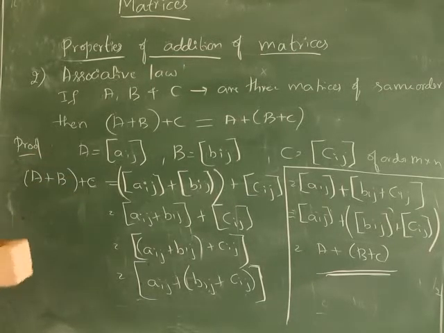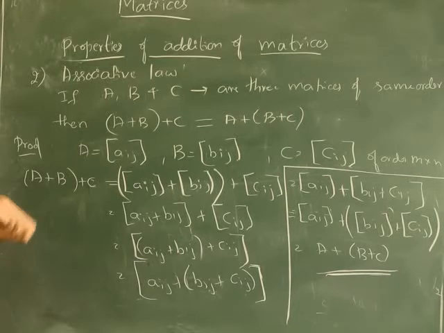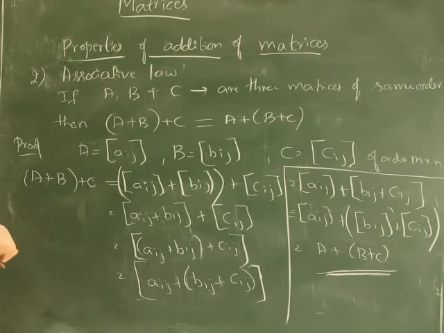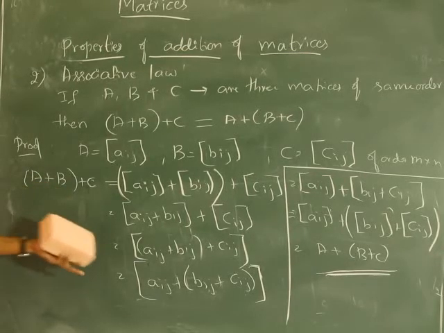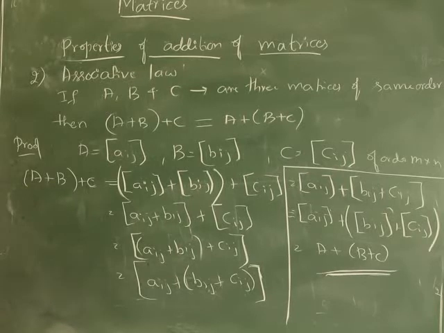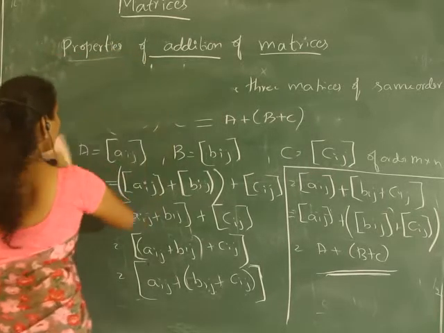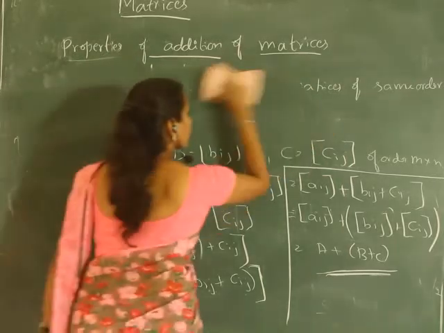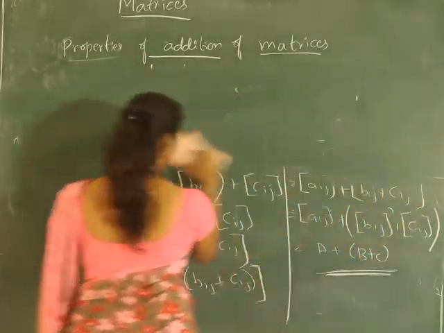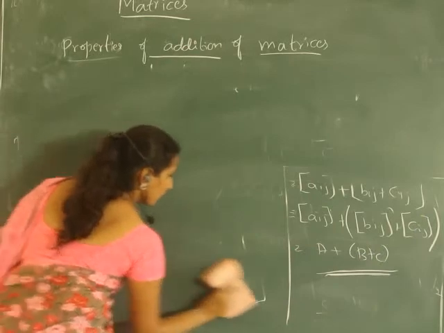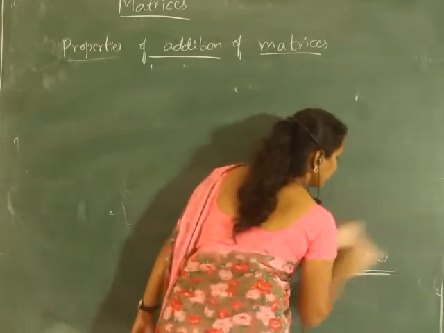Same way we can take examples also. So try to solve one example for this by taking A, B and C as three matrices and add them, and see whether it satisfies the associative law or not. So this is the second property. Next one is existence of identity.